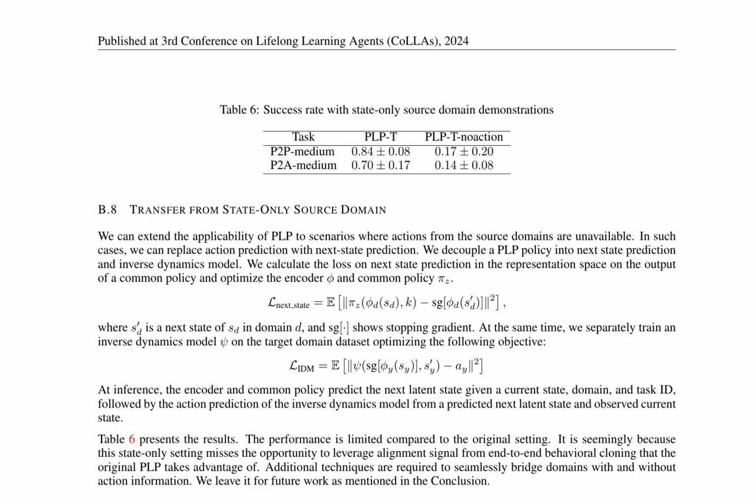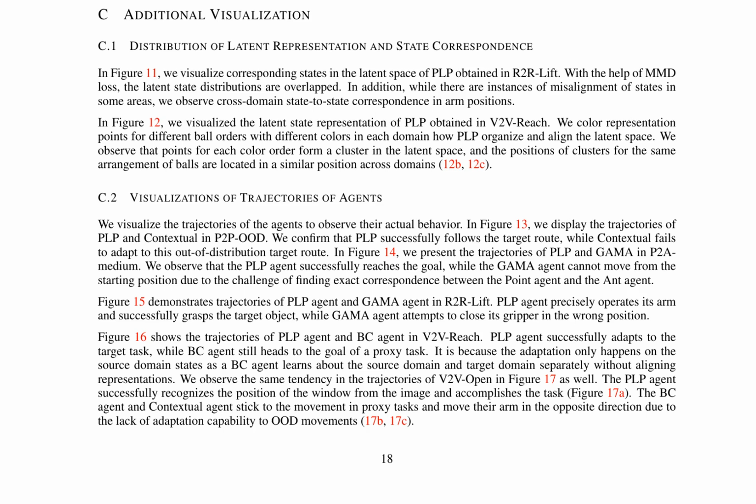Additionally, the paper includes visualizations of corresponding states in the latent space of PLP obtained in R2R lift and V2V reach. It demonstrates the trajectories of agents to observe their actual behavior, comparing PLP with contextual, gamma, and BC agents in different tasks.